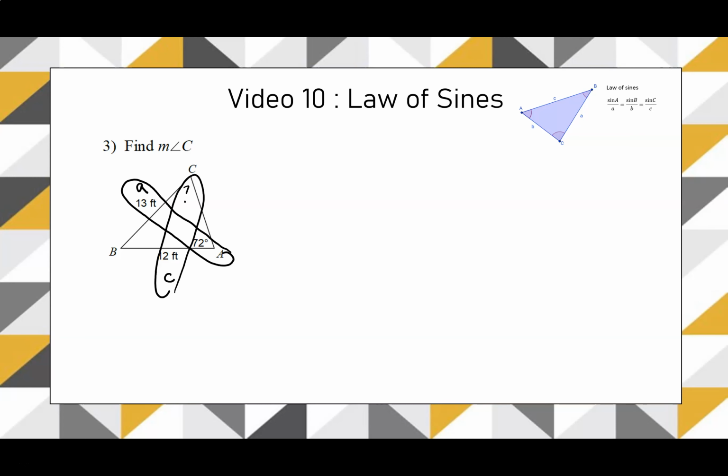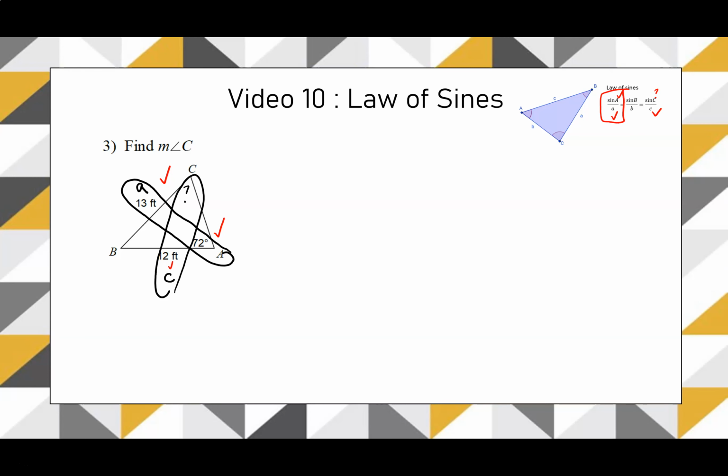I've got 13, I've got 72 degrees, I've got 12, and I've got something I'm looking for. So yes, we do have 3 out of 4. And more importantly here, we've got C's and A's. I'm looking for angle C, I have angle A, and I have side A.